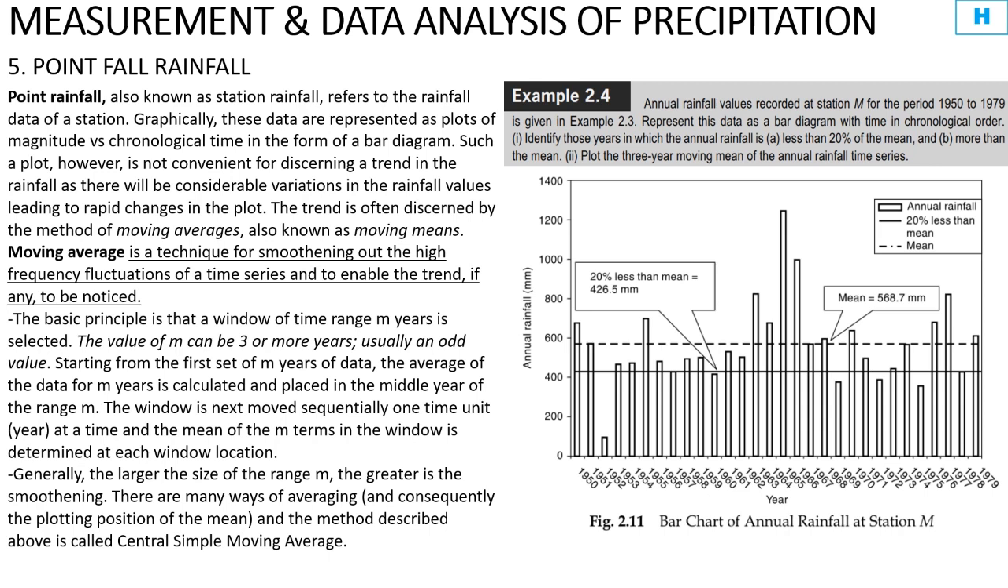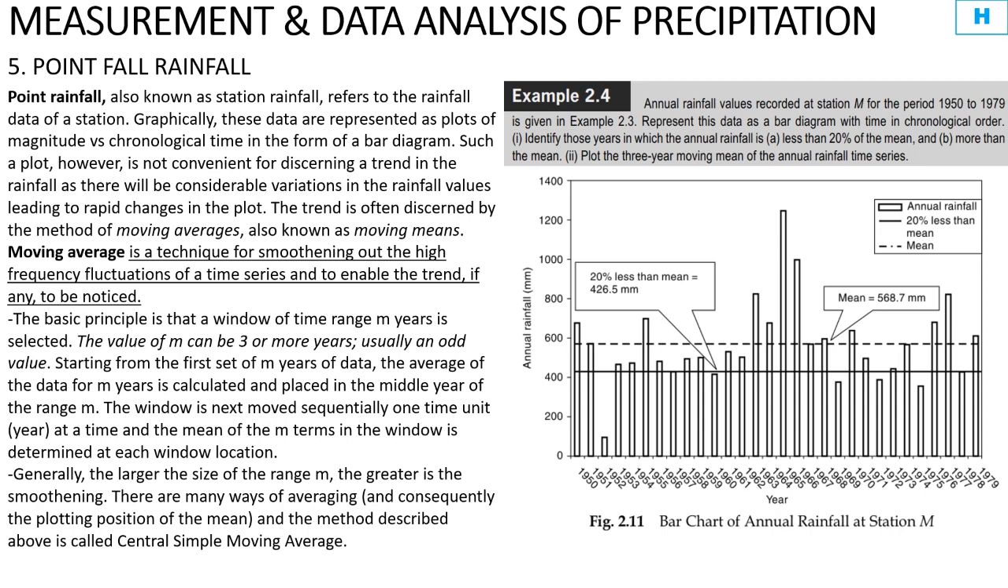Point fall rainfall, also known as station rainfall. So, this is yung rainfall data in one station only. So, it's called point fall rainfall. It refers to the rainfall data of a station. Graphically, these data are represented as plots of magnitude versus chronological time in the form of a bar diagram, like this one. Such a plot, however, is not convenient for discerning a trend in the rainfall, as there will be no considerable variation in the rainfall values, leading to rapid changes in the plot.